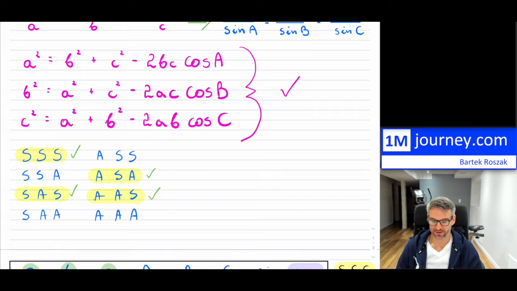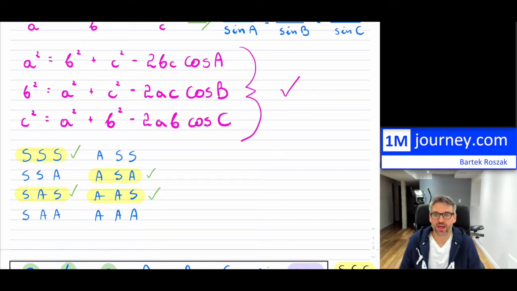I'll just highlight one of them. The other ones are kind of unique, right? Because it doesn't matter if you're reading it from the front or the back, they give you exactly the same thing. For instance, side, side, side. If you read it from the back, it's still side, side, side. Or side, angle, side, read from the back is side, angle, side as well, right? Or angle, side, angle is still angle, side, angle. So really the only one is side, angle, angle, or angle, angle, side.